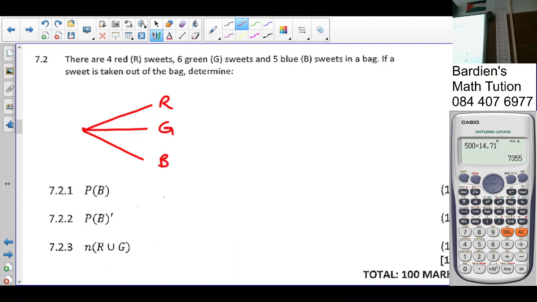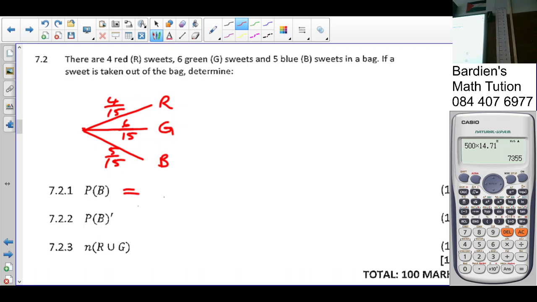I am not as smart as you guys. Okay? So we got red, green, blue. How many sweets are there in total? 15. So 4 out of 15 is red. 6 out of 15 is green. And 5 out of 15 is blue. We are told if a sweet is taken out of the bag, determine. So your outcomes here is simply red, green and blue. You don't actually need a tree diagram. I thought they're going to take 2 sweets out, but they're not greedy, so they're only taking 1.